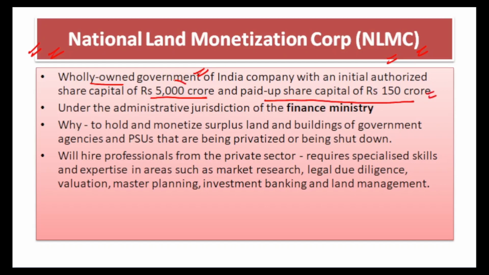Authorized share capital is how much the company can raise according to the documents of the company. Paid up share capital is how much it has already raised. What is the actual investment into the company by the government in the form of capital. So what is the actual capital? The actual shares that are subscribed out of this authorized share capital, that is the paid up share capital.